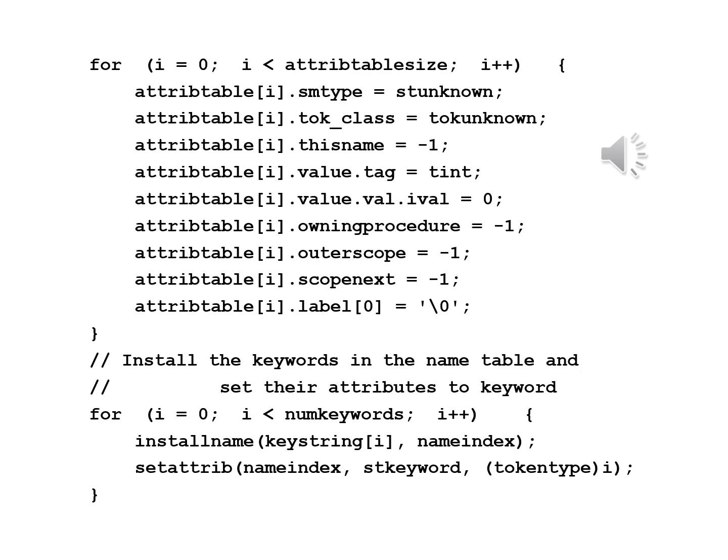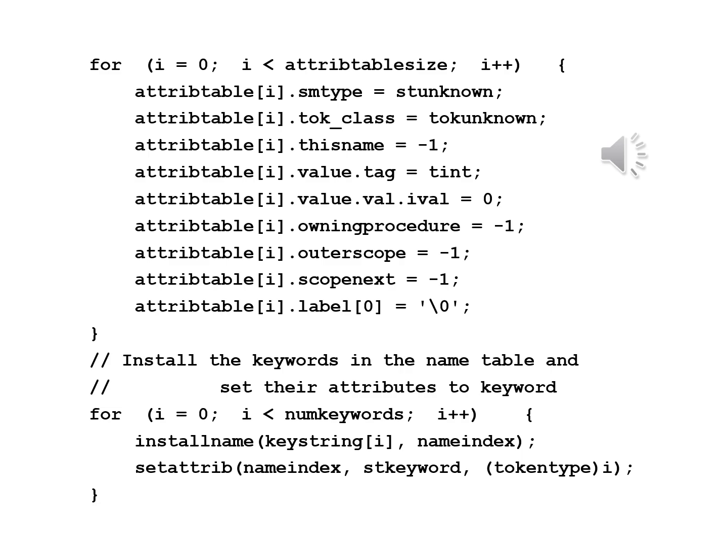We will now zero out every field in the entire attribute table. The semantic types and tokens are all set to unknown. The pointer back to the name table is -1, indicating that it is not pointing to anything. We set the tag field for the value to integer and its value to 0. This will be changed each time we install a literal in the symbol table. The pointers to owning procedure for variables, the scope pointers are all pointing nowhere, and the label is marked as blank by its beginning byte set to null.